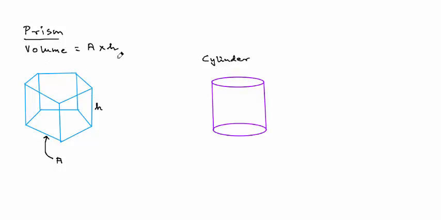So the same volume formula would work for a cylinder, and we could say the volume of a cylinder is equal to the area of the base, and the base is a circle in this case, and a circle is defined by its radius. So let's say the radius of the base is R and the height of the cylinder is H, and therefore the volume is going to be the area of the base, area of this circle, pi times R squared, multiplied with the height.